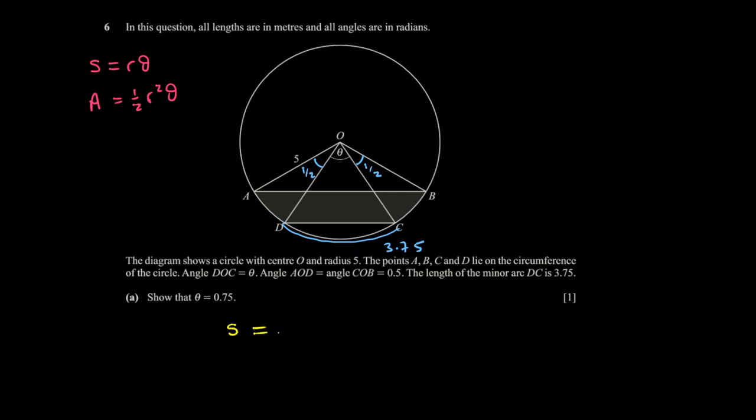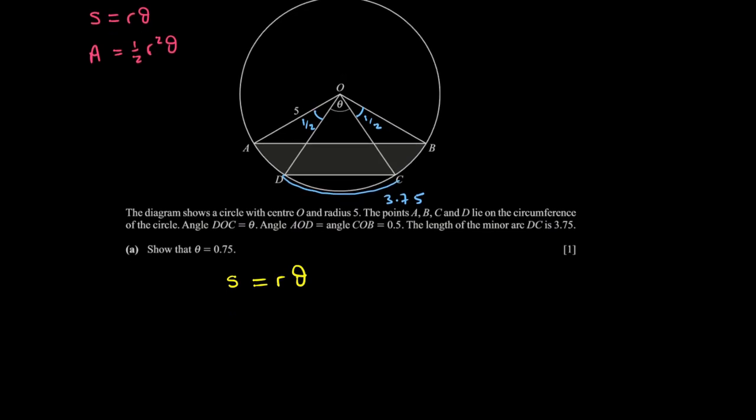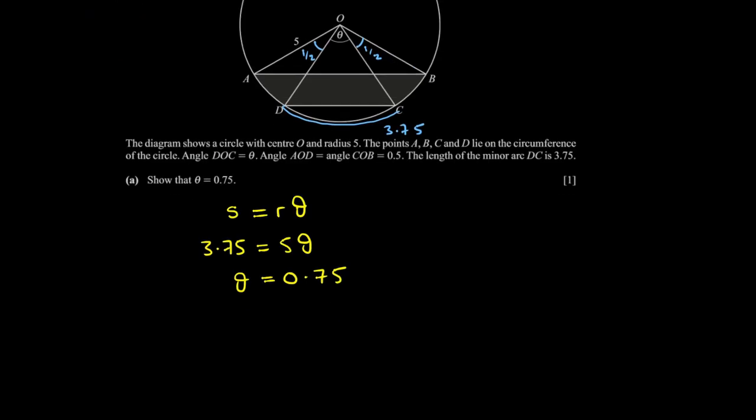S is equal to r theta, which means that 3.75 is equal to 5 times theta. And so then what we've got to do is 3.75 divided by 5. And lo and behold, we get 0.75, right? So theta is equal to 0.75 radians. Okay, so that's the first part, hopefully relatively straightforward.